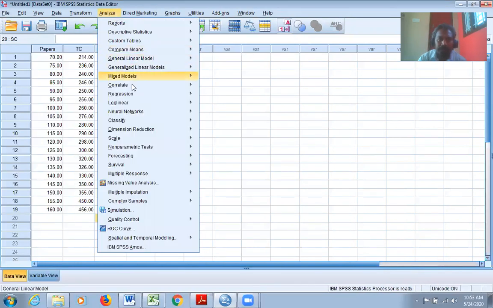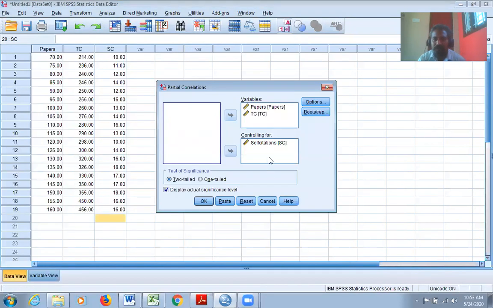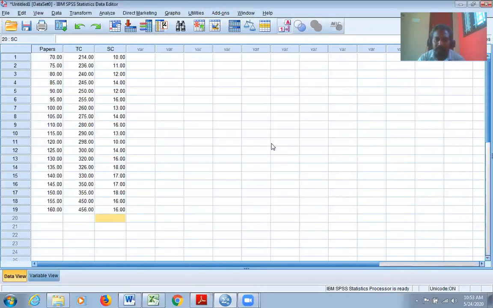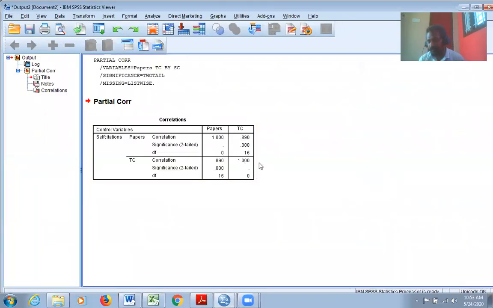Let me go to analyze. I go to correlate. I select partial correlation, and the variables by default they are there. You can say OK, and here you can see, you got the answer now. See the relation between papers to papers, the relation between papers to total citations, and the reverse one, the bottom box. You can see here the result is significant. It means that when the factor of self-citation is controlled also, there is a close correlation between number of papers published and number of total citations received.